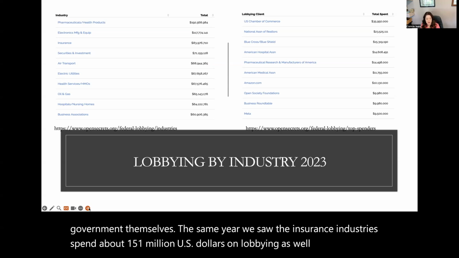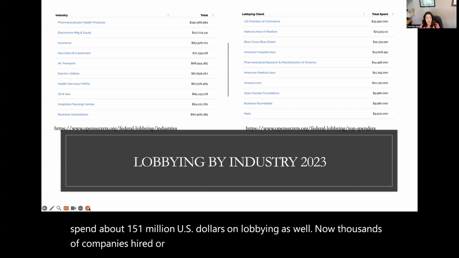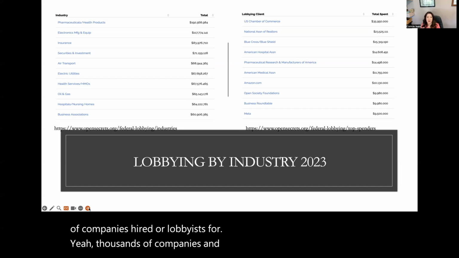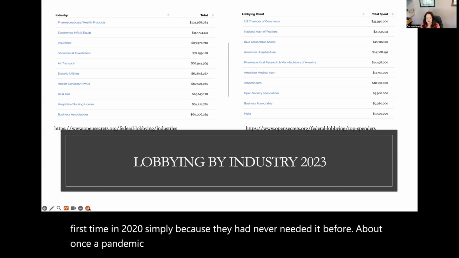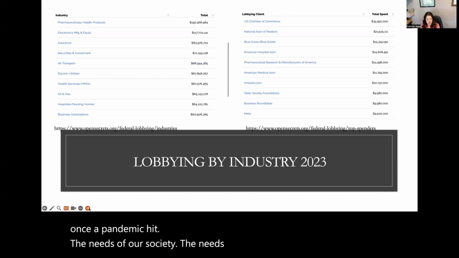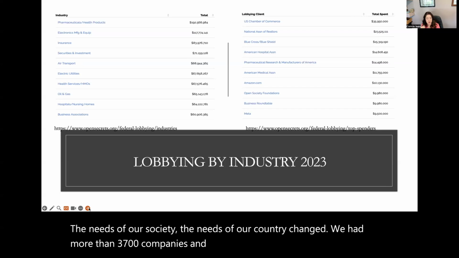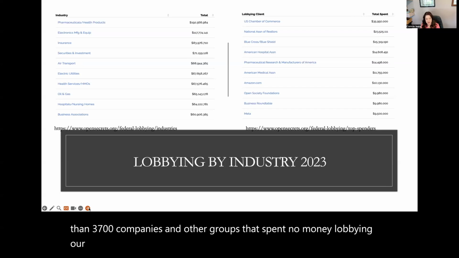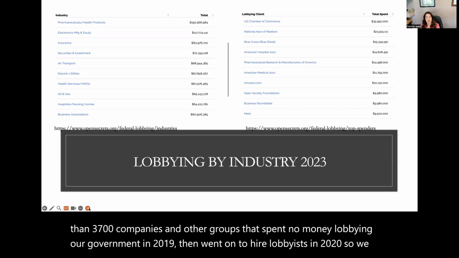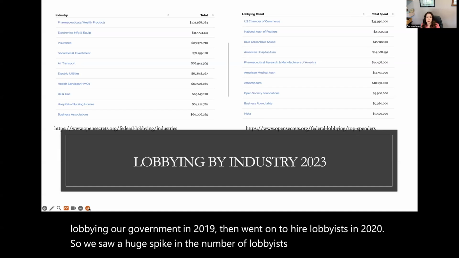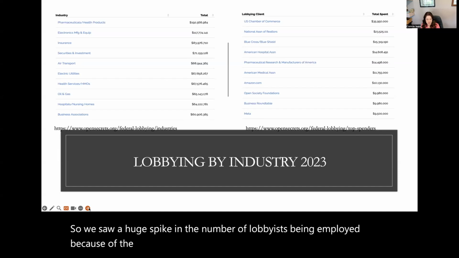Thousands of companies and organizations hired lobbyists for the first time in 2020, simply because they had never needed it before. But once the pandemic hit, the needs of our society and the needs of our country changed. We had more than 3,700 companies and other groups that spent no money lobbying our government in 2019, then went on to hire lobbyists in 2020. So we saw a huge spike in the number of lobbyists being employed because of the COVID-19 pandemic.